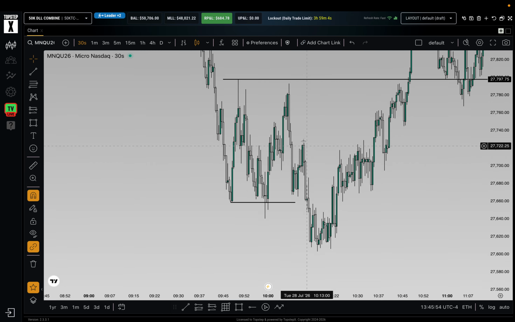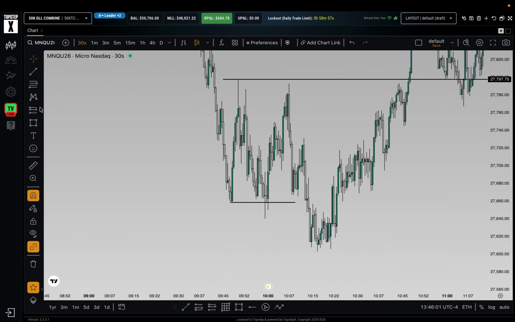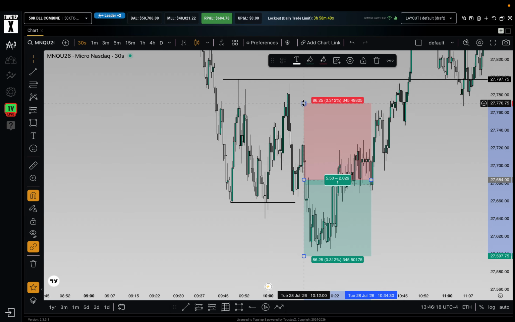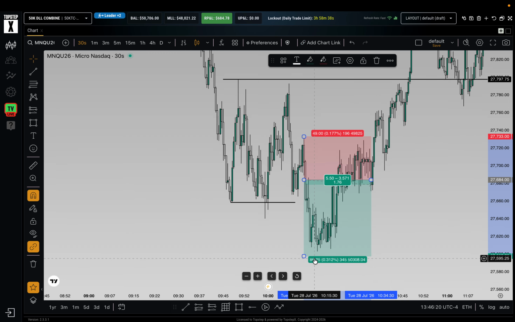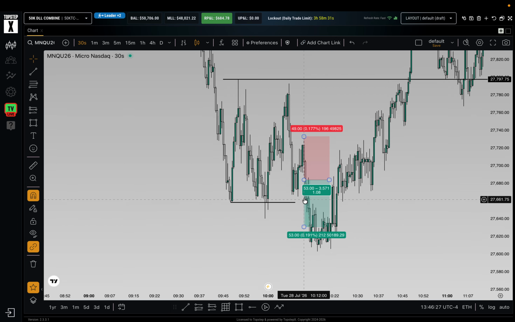Okay, so I saw that we didn't really take this 15-minute. We didn't have SMT. I saw that we didn't really take it. So we started displacing to the downside. I waited for a little bit of a retracement, and then I entered over here. Once it was going down, my stop was over here, and then it just hit directly, and yeah, that was a trade.